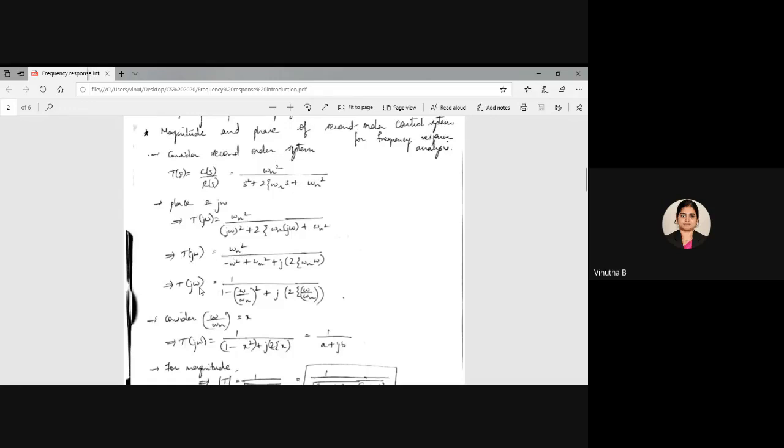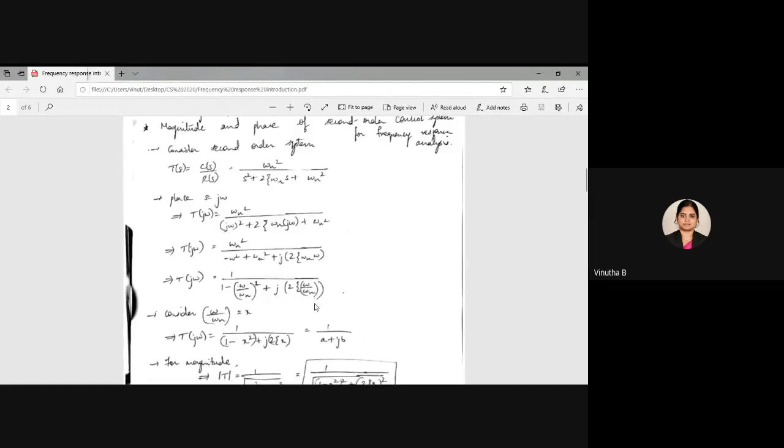So those two terms will get cancelled, and you'll be left with 1 in the numerator, followed by, first if I consider omega n square by omega n square, it will be 1. So this is 1 minus omega by omega n the whole square plus j times 2 zeta. This is omega n into omega divided by omega n square. So you will be left with omega by omega n. So this is how we have simplified.